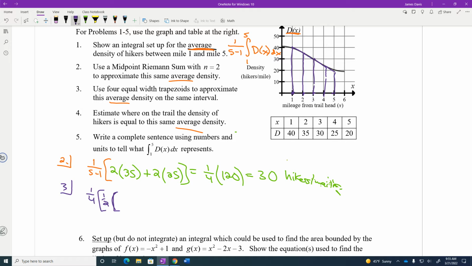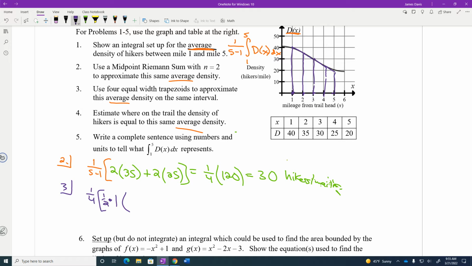I suppose on the AP test, just to show that you're doing this right, this is how I might do it: 1/2 times 1, just to show that you're including that, so that you know what you're doing. And then we just have all of the b1 plus b2s.